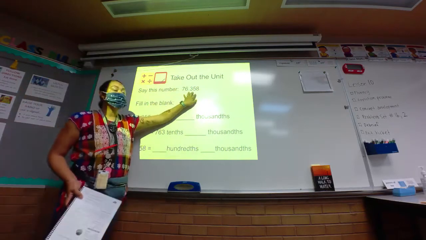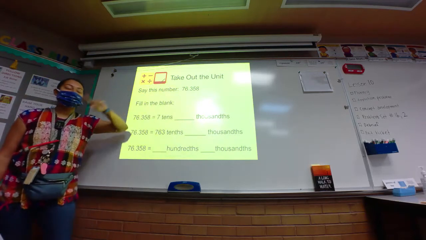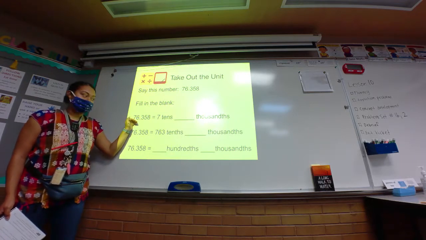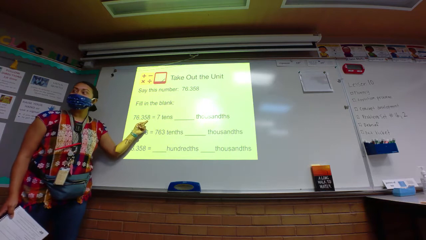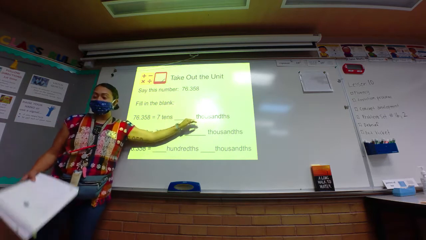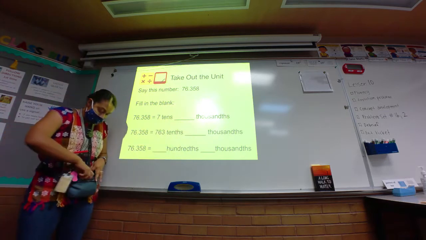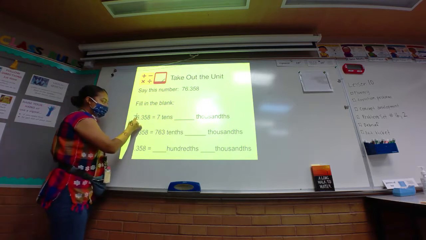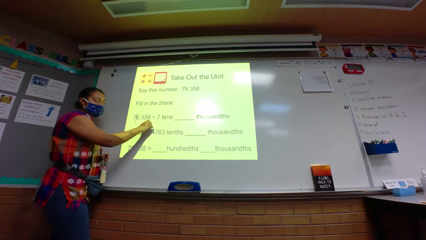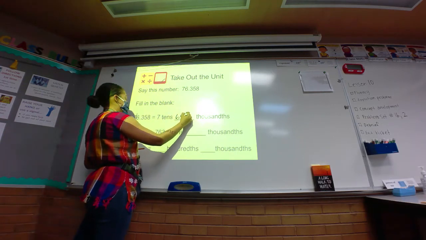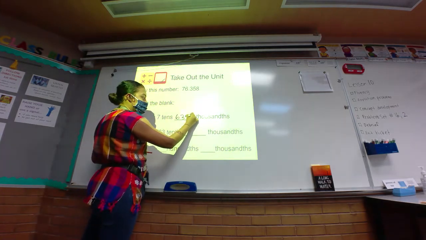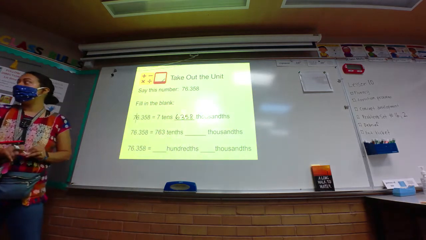Okay, so now using this number, we're going to take out one unit, okay? Or we're going to take out units. So for the first part on your paper, we have 76 and 358 thousandths equals 7/10. And then how many leftover thousandths? So if we took out just the tenths, there's 7/10, right? So that means leftover we have 6,358 thousandths. Write it down. Write it down, Elian.